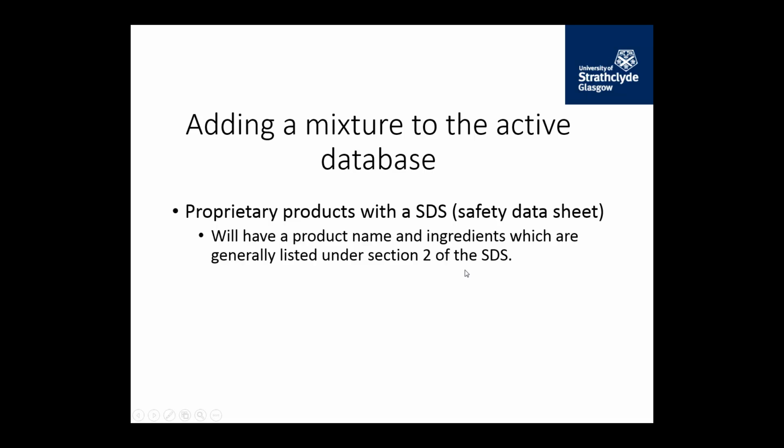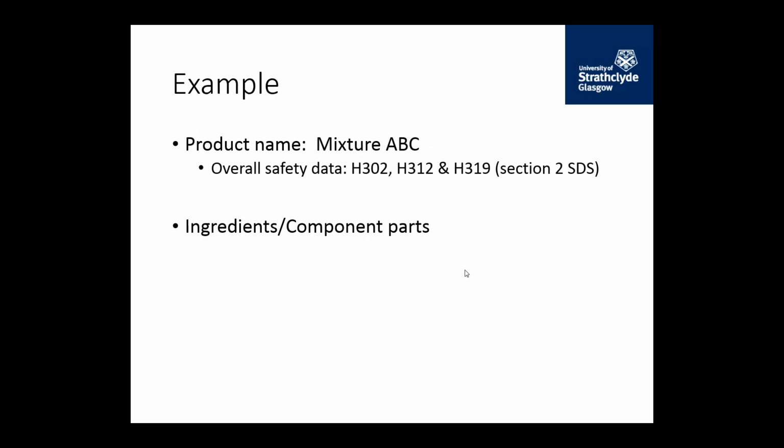Welcome to this presentation, which will demonstrate how to add a mixture to the active database on the electronic cost system. Proprietary products with the safety data sheet will generally consist of a number of ingredients listed under Section 2 of the safety data sheet. In our example, we will use mixture ABC, which has an overall safety data information under Section 2, and the hazard statements are listed on this slide.